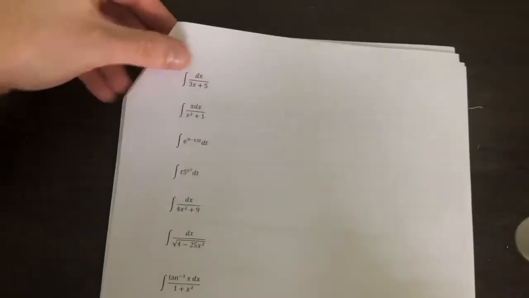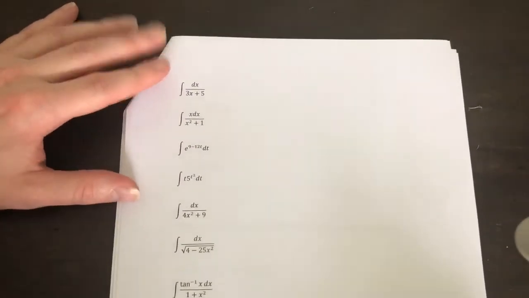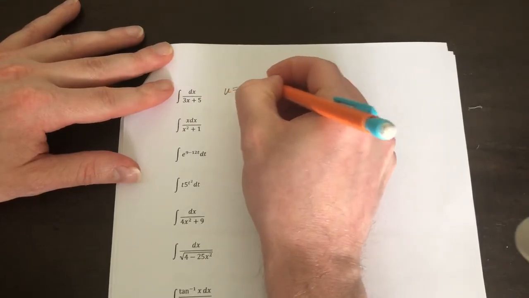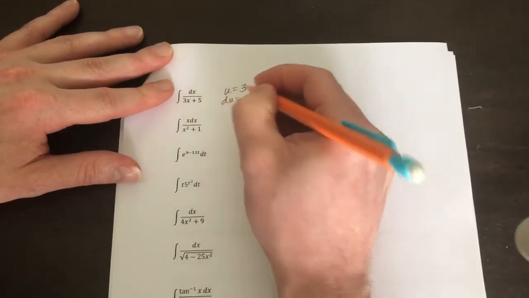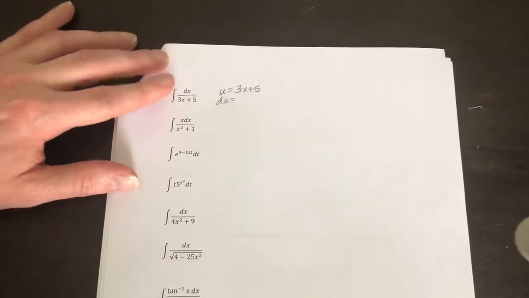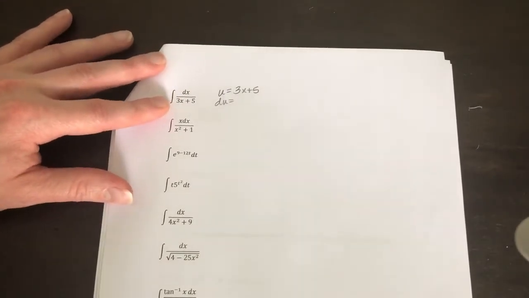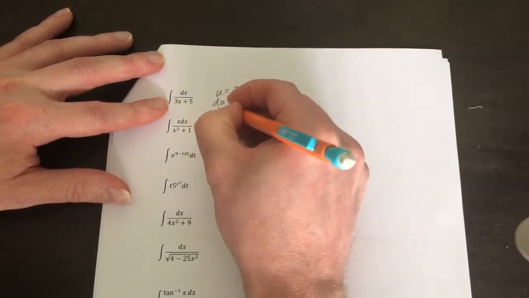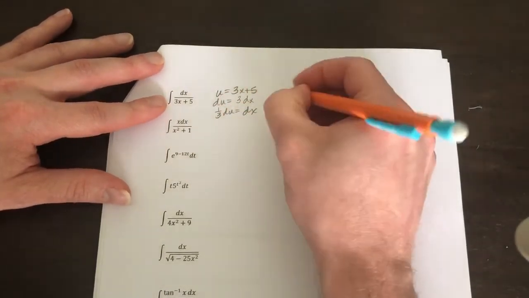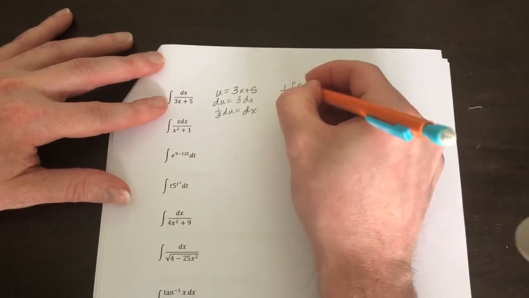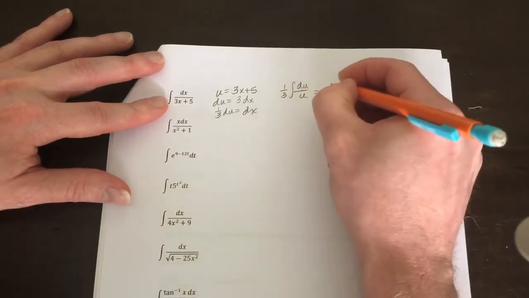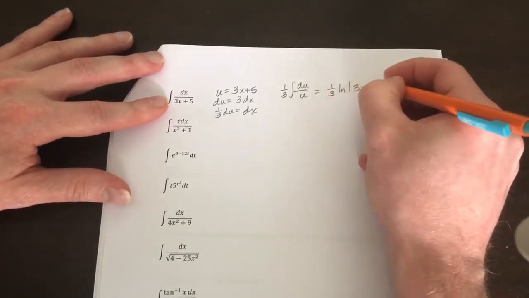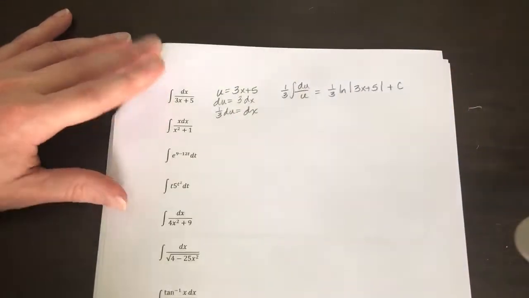Okay, next example problem. We get into some natural logs. Your u is on the bottom. I know this is going to integrate to a natural log because it's 1 power less on top than it is on bottom. So the derivative of this is 3 dx. I don't have the 3. So it's 1/3 the integral of du over u, which goes to 1/3 natural log absolute value of 3x plus 5 plus c. Don't forget your absolute value signs.